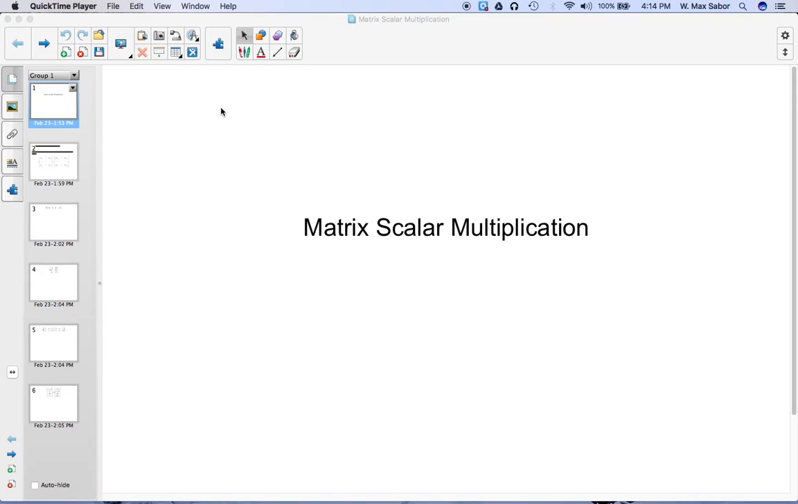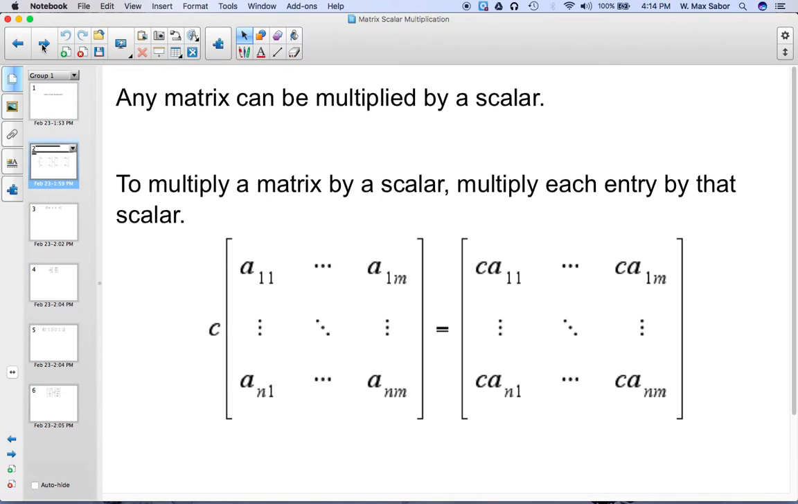How do we perform scalar multiplication with matrices? Well, first of all, scalar multiplication means that we're taking a number, a scalar, and multiplying that by a whole matrix. So c would be a single number, a single element, and we would be multiplying it by some sort of n by m matrix. And the rule is to multiply each entry by that scalar. So you'll see c has been multiplied by each of these terms in the matrix.